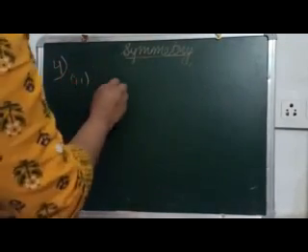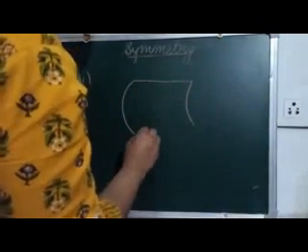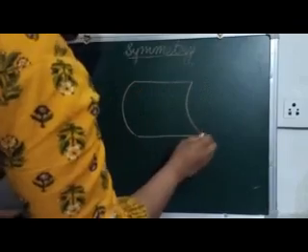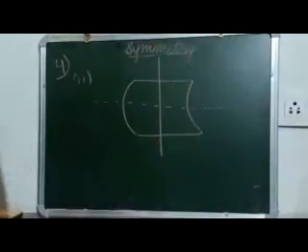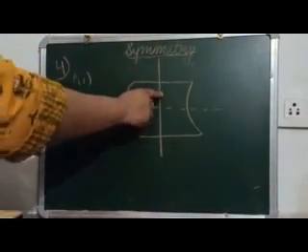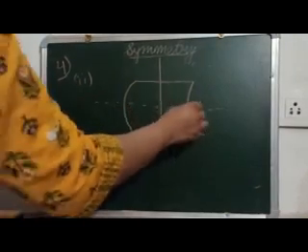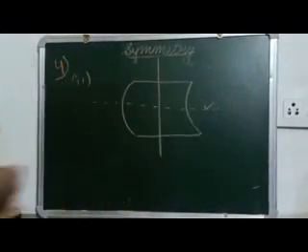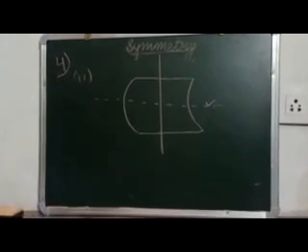Next figure we are given. Here also two lines are given, one is solid and other is dotted. So which line from these both is dividing this figure into two equal parts? That is this dotted one. So that means this figure is also having horizontal symmetry. So this is all for the day.